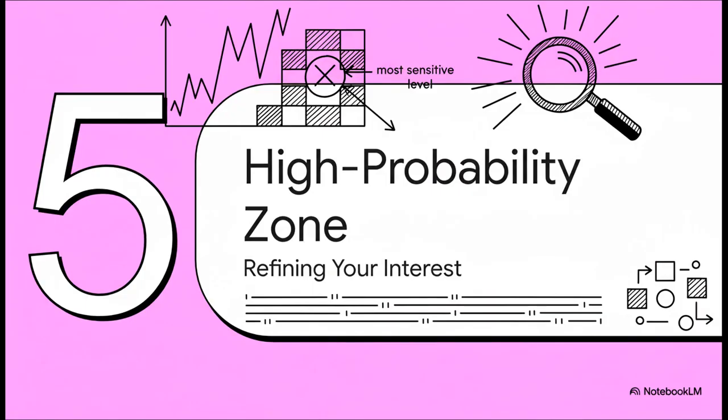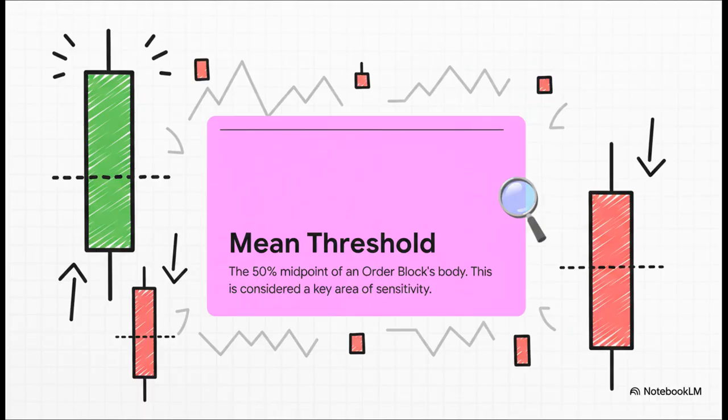Okay, this is where it gets really cool. We can actually get even more precise than just a whole zone. I mean, an order block is an area, but is there like a hot spot inside that area that's the most sensitive? Well, according to the material we're looking at, you bet there is. This special level has a name. It's called the mean threshold, and all it is, is the 50% midpoint of the order block candle's body. So we're just talking about the thick, colored part of the candle. You can ignore the wicks, those thin lines sticking out.